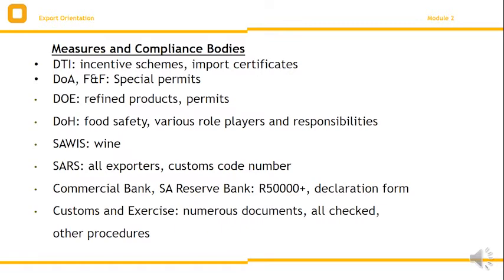Then lastly, we look at customs and excise. They check a number of documents, including following other processes when it comes to checking documents for the consignments that are going to be leaving the country. These documents need to be accurate and they keep them for a period of 5 years in case there are any audit inspections. So this is just an overview of the compliance bodies that you will need to familiarize yourself with, based on the products that you are looking at exporting.